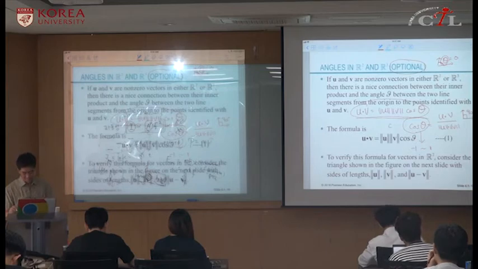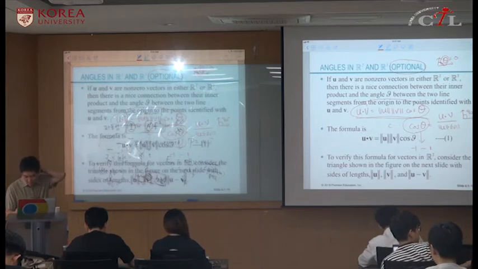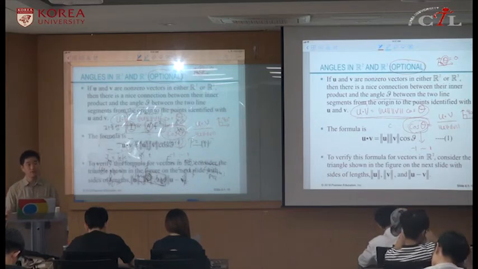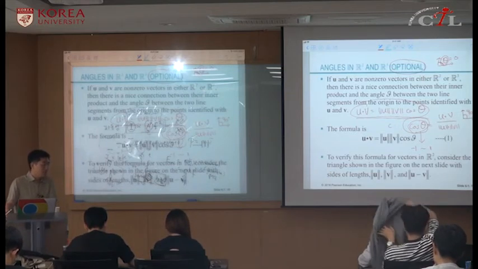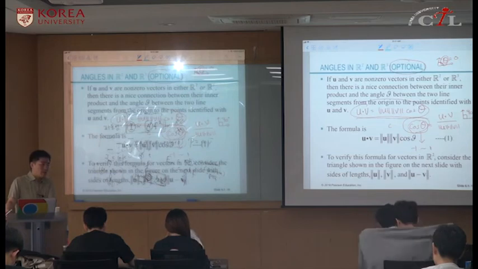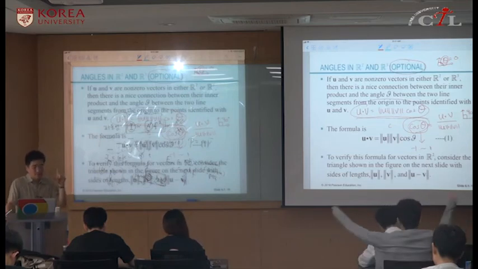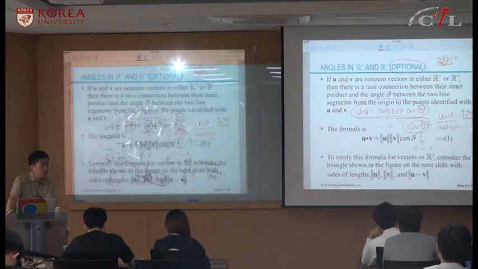This cosine theta is sometimes called cosine similarity, or the similarity between the two vectors u and v, and that means how similar these two vectors are. We measure the similarity between the two vectors as the cosine theta between them.